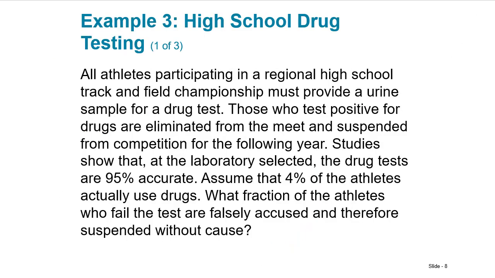And in fact, in reality, polygraphs are far less accurate than 90%. They're horrible. Okay, how about drug testing? It's another example of a test that can have problems with accuracy.